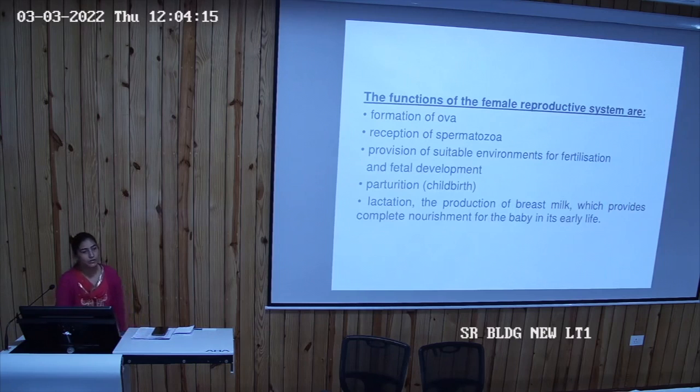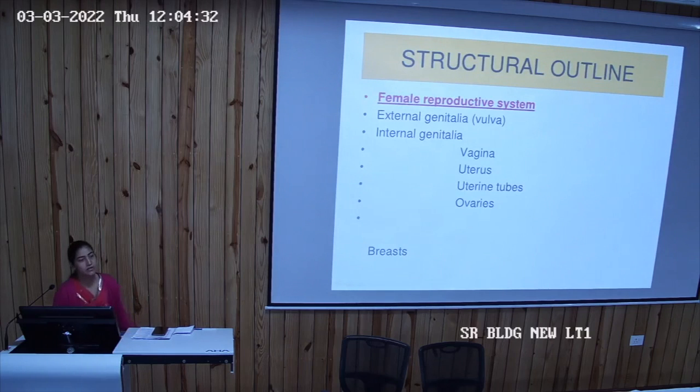Then providing the suitable environment for fertilization and fetal development. So the conception and the product of conception are treated and developed in the uterus. Then the childbirth and the lactation. Lactation is done by the mammary glands, which are the secondary sexual characters.